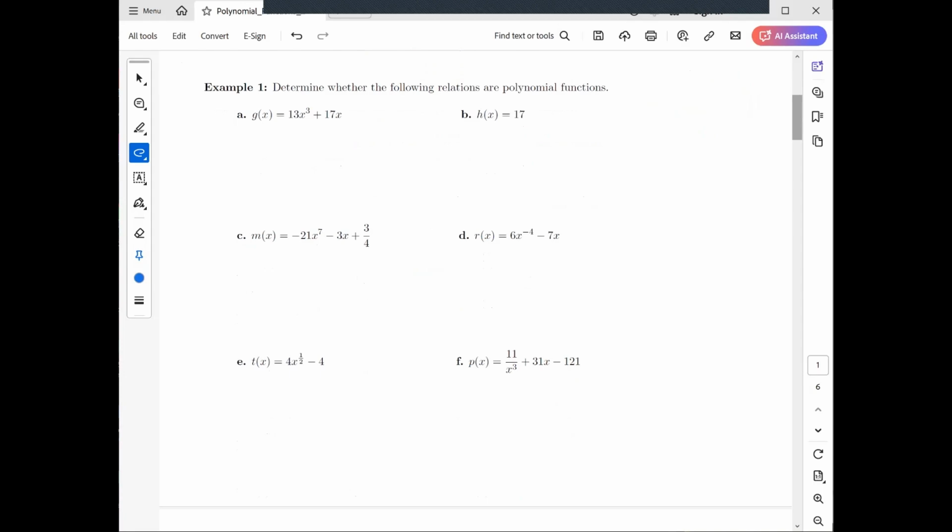Looking at our first example, we have g of x is equal to 13x to the third plus 17x. So let's go through the rules. Does it have a fractional exponent? No. Does it have a negative exponent? No. Does it have a variable in a denominator? No. So it can be part of our polynomial club.